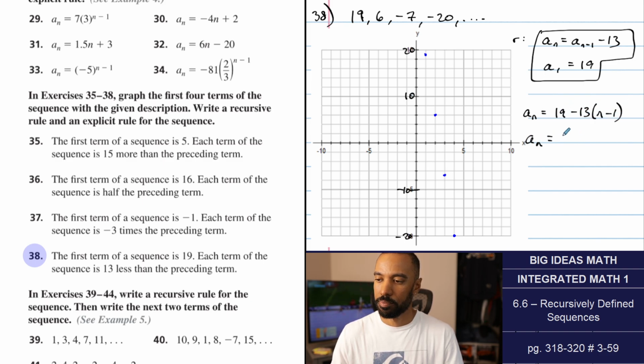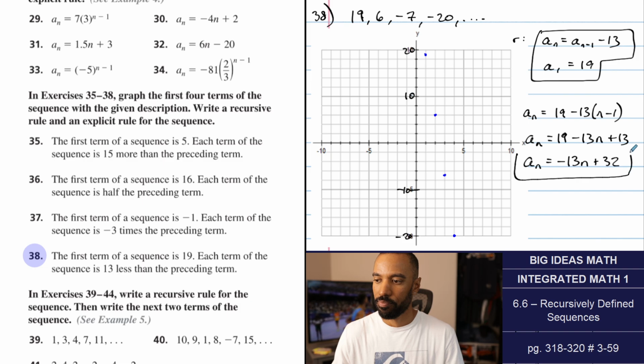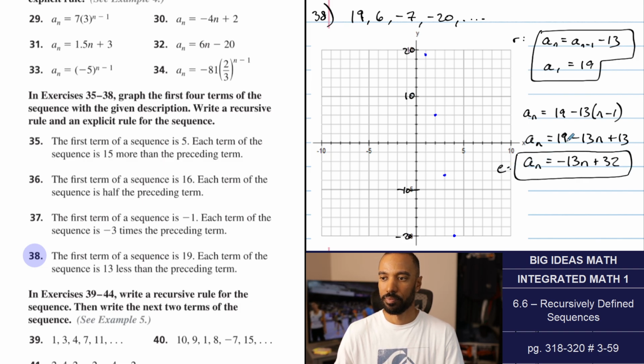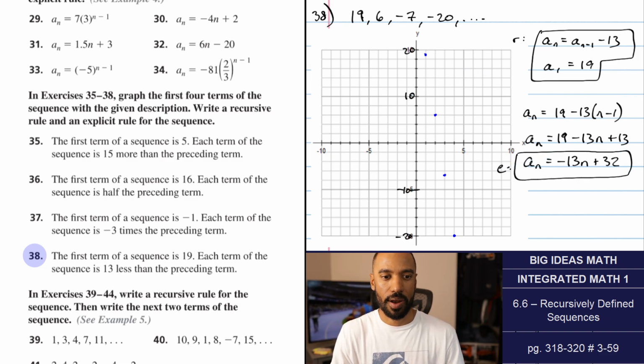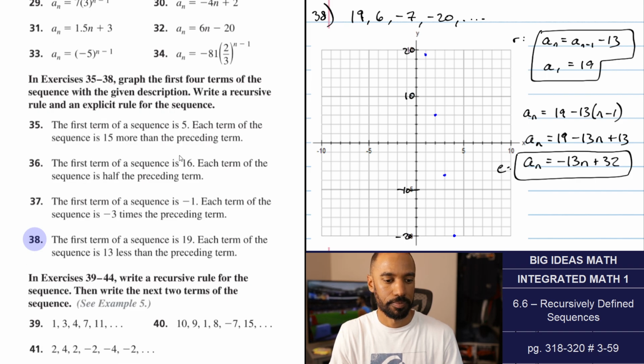If we distribute that -13, we're going to do 19 plus 13 to get what the 0th term would be, in essence, and that'll be 32. Here's the explicit rule. Okay, so we did both rules. We did the graphs. We are complete with those.